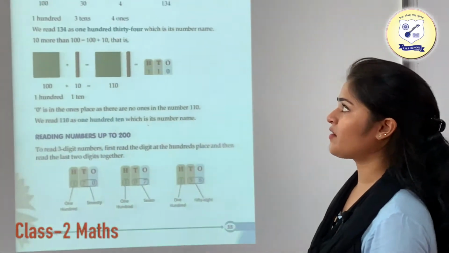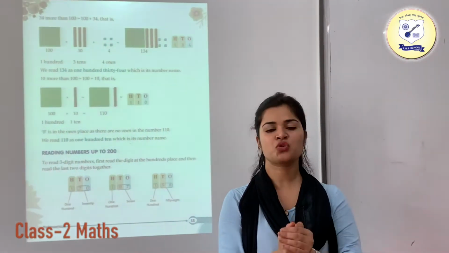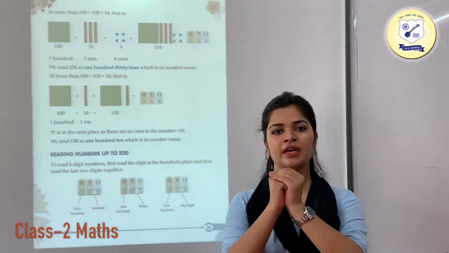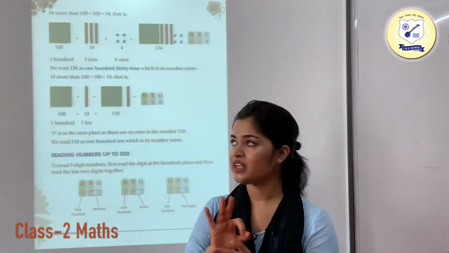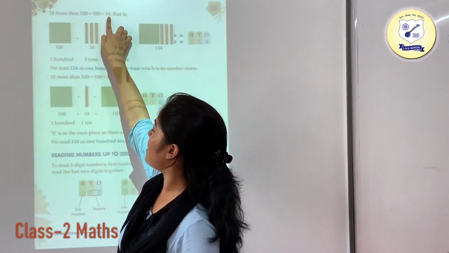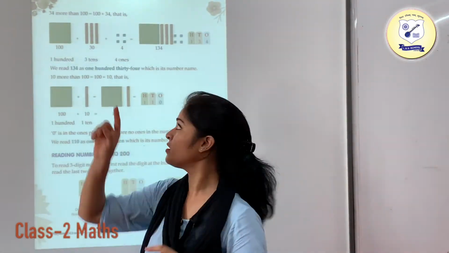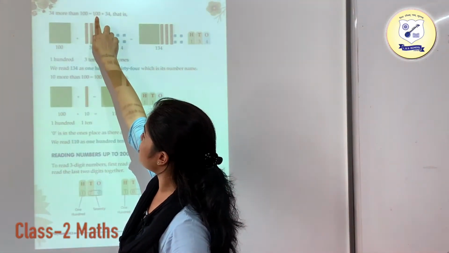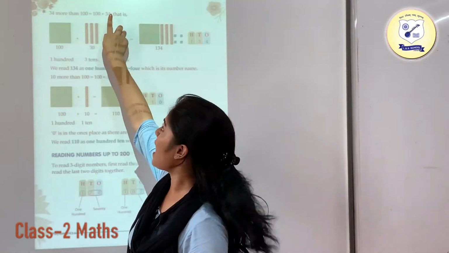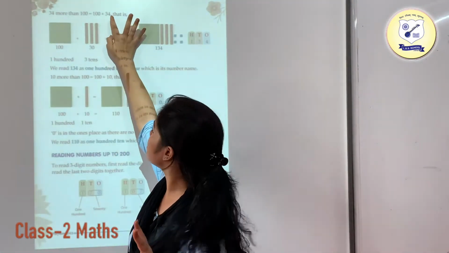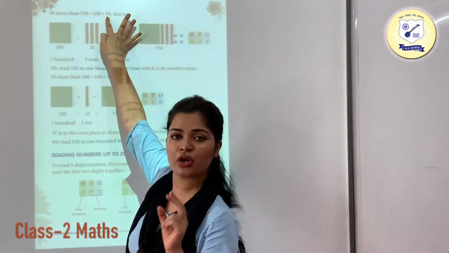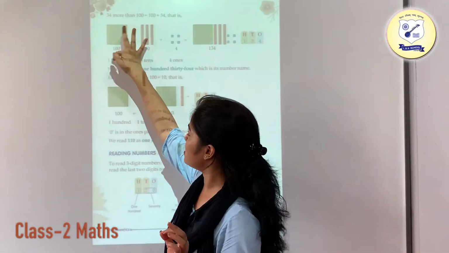34 more than 100. Now we are just going to add 34 into it. First of all, we have 3 digits, so this is going to be 100 plus 34. We are adding a 2-digit number into a 3-digit number. This is your ones place, this is your tens place, this is your hundreds place, and in 34 we have 2 digits, so this is going to be a ones place and this is going to be your tens place. So this is your 100.